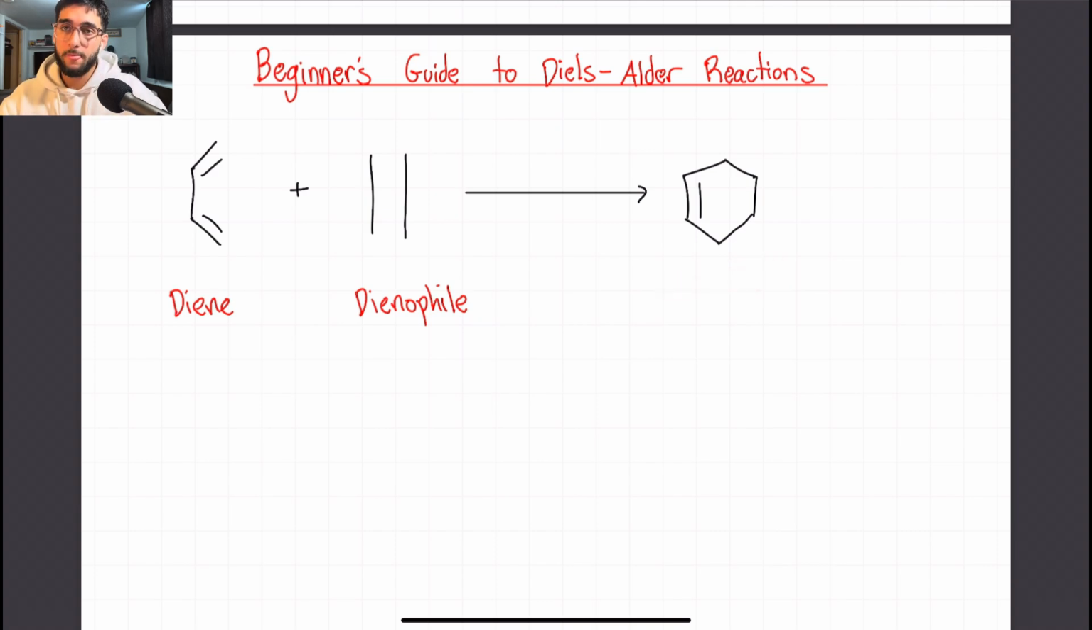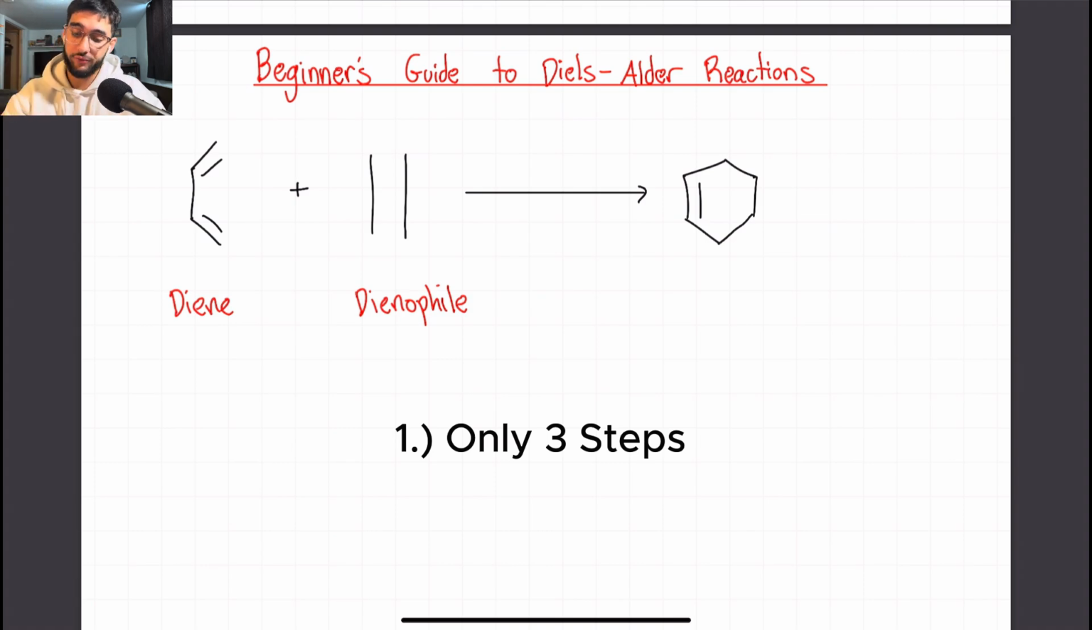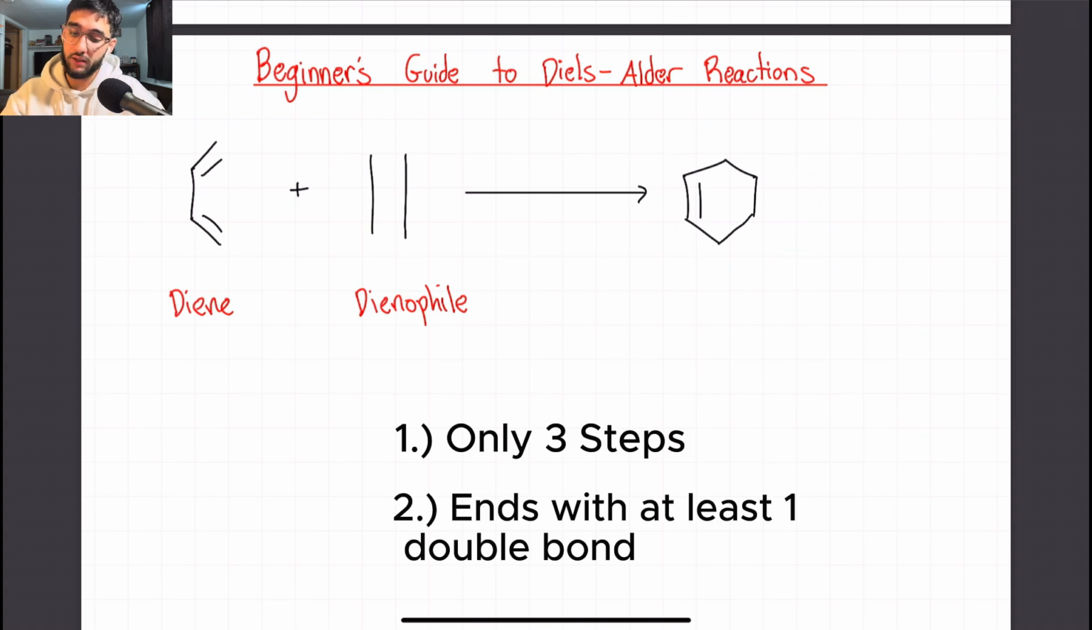Before we jump into this reaction, I want to first point out 2 important things that I want you to take from this video. One, every Diels-Alder reaction can be summarized into only 3 steps, and if you can memorize these 3 steps, you're going to be good no matter how complicated the Diels-Alder reaction is. And 2, every Diels-Alder reaction is going to end with at least 1 double bond. So if you don't have any double bonds, you're going to want to look back and see what you did.